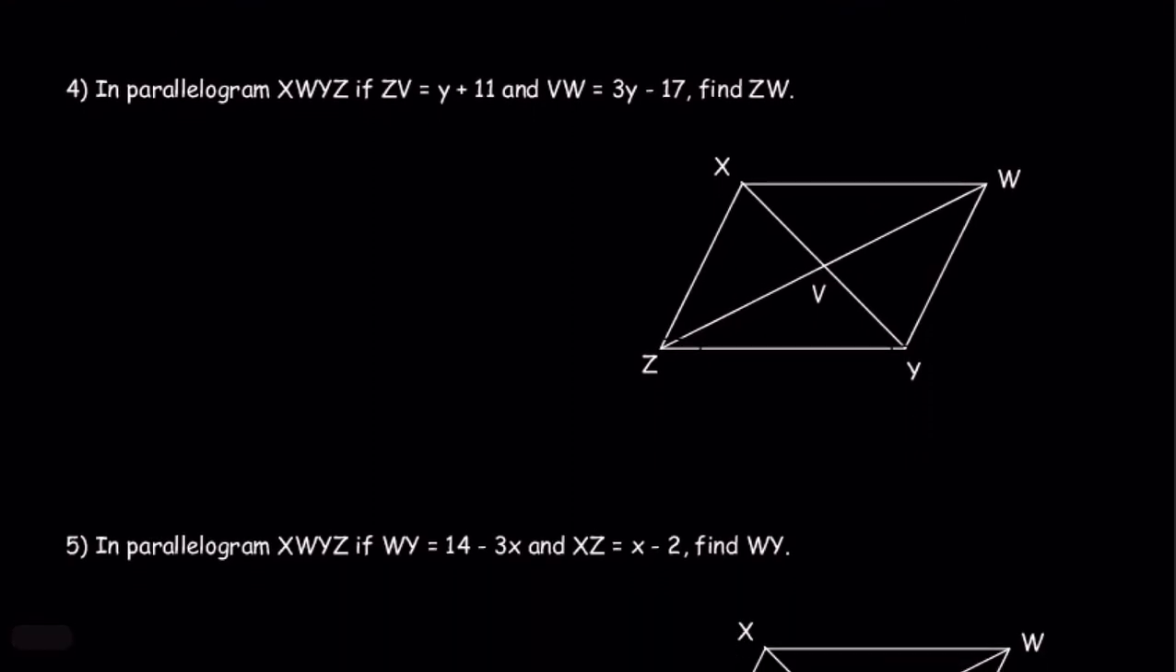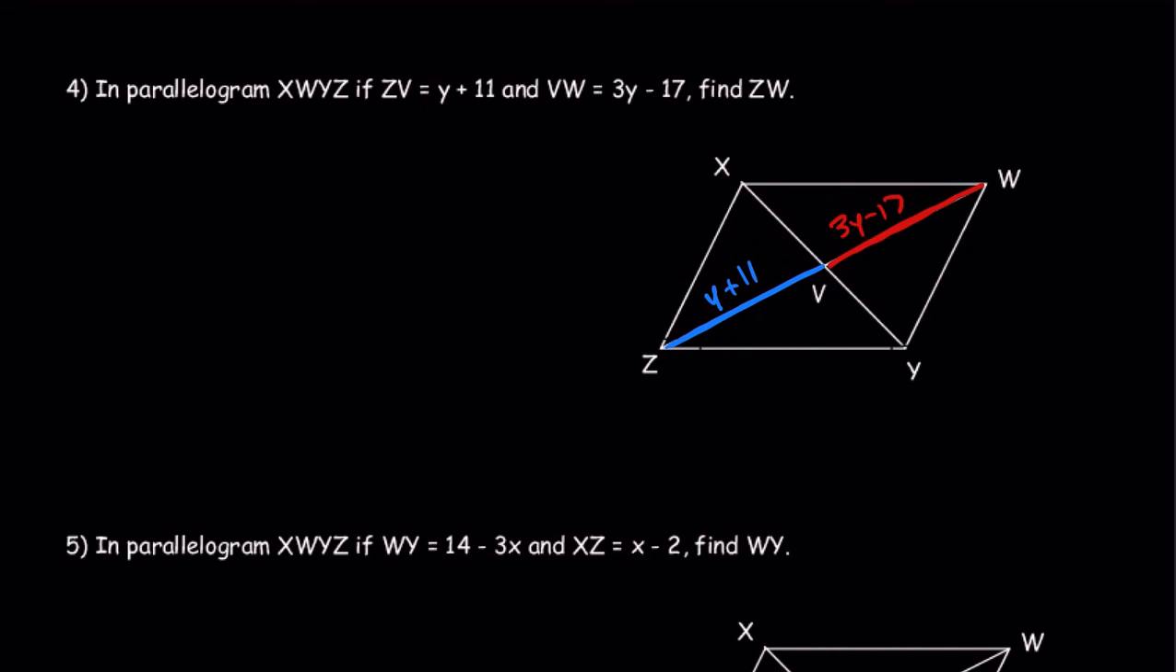Again, we have a parallelogram. This time it's giving me ZV. So that's a part of the diagonal, ZV, y plus 11. So again, it's important to remember I'm just talking about this length here. Then it says VW. All right, VW is this piece, is 3y minus 17. And that's that piece. The property to remember here is that the diagonals bisect each other, so these two pieces are equal.